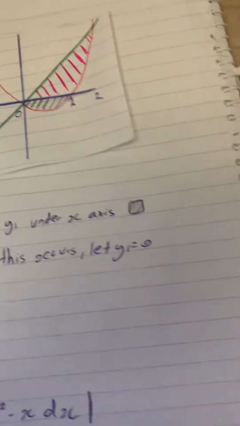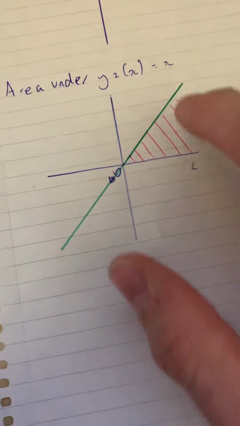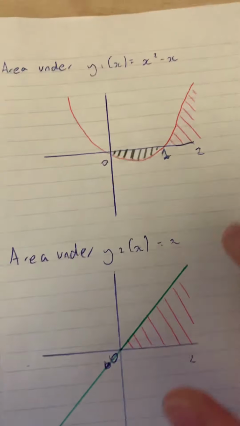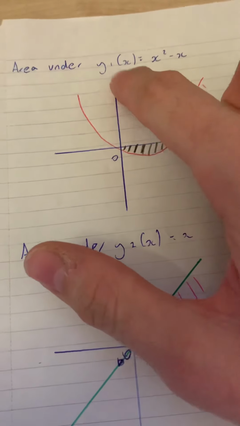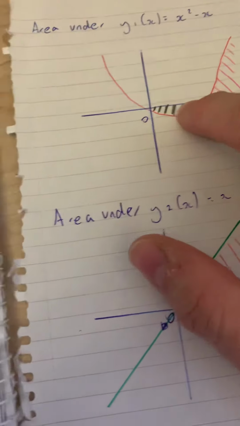For a visualization, this is the area under y2 of x equals x. As you can see, it's right there. So we need to minus this y1 from that to find this area right here, whilst also getting rid of this small area right here.